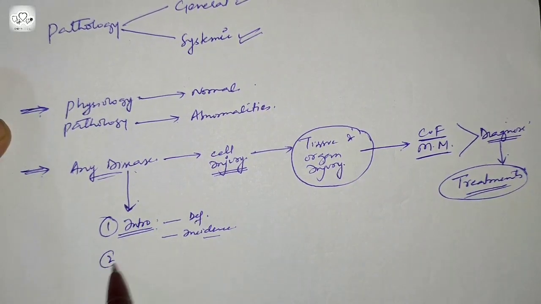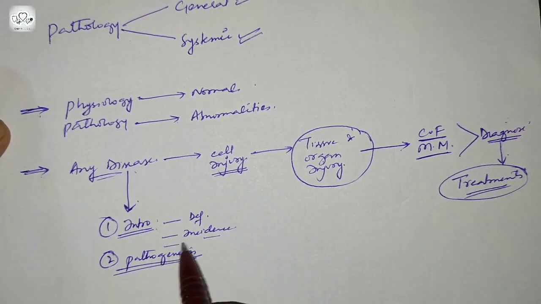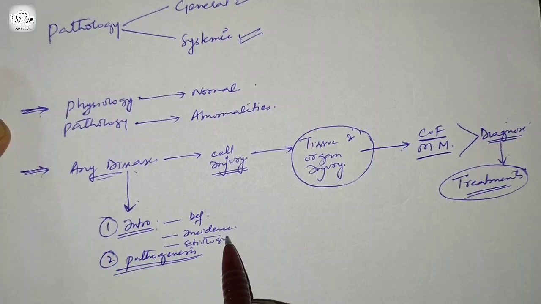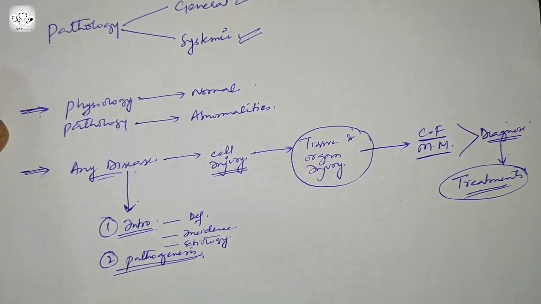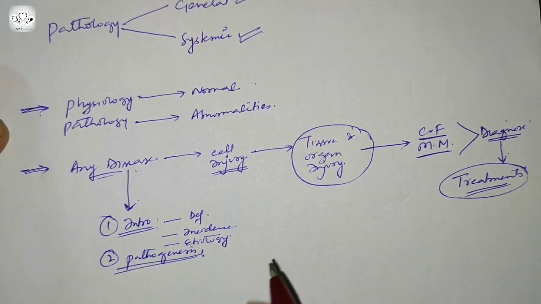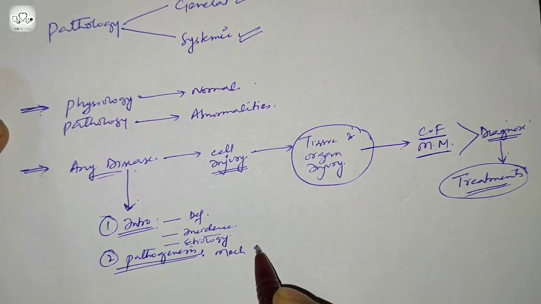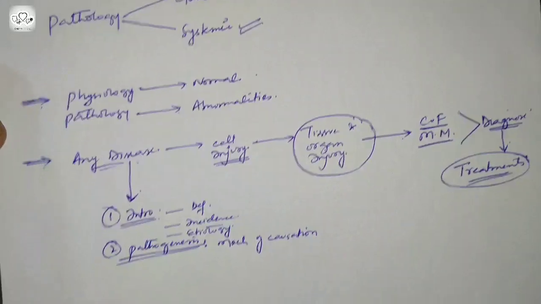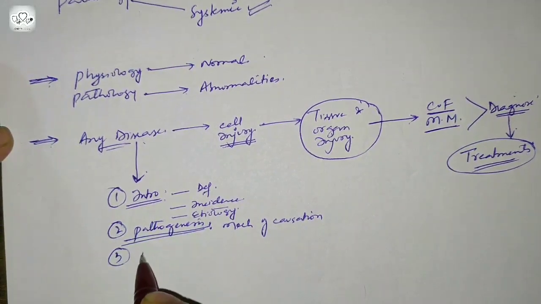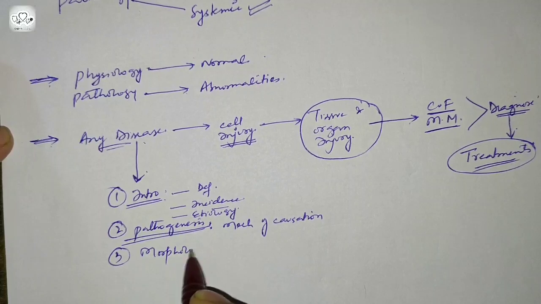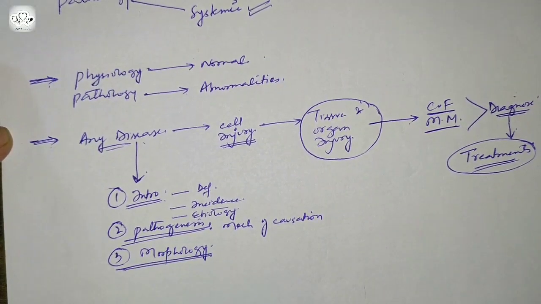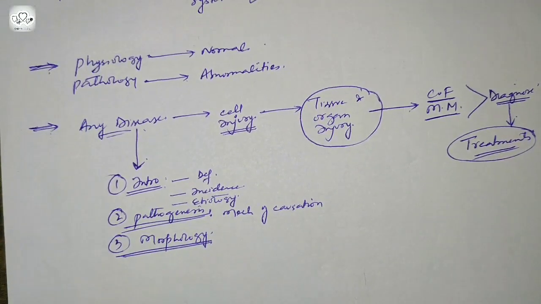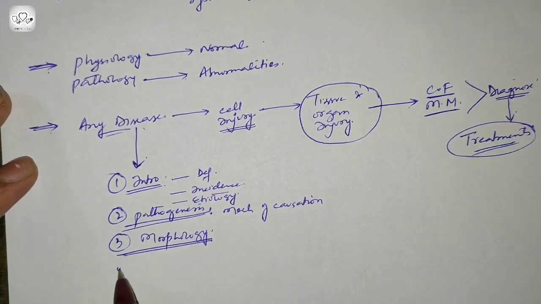Then the second thing we'll talk about is pathogenesis most of the time. And in the first introduction, we'll also briefly talk about the etiology. In the pathogenesis, we'll talk about the basic mechanism of causation of the disease, and the various genes or environmental factors that are involved. Then the third thing is morphology. In morphology, we'll give a brief overlook about the morphological appearance of a disease.